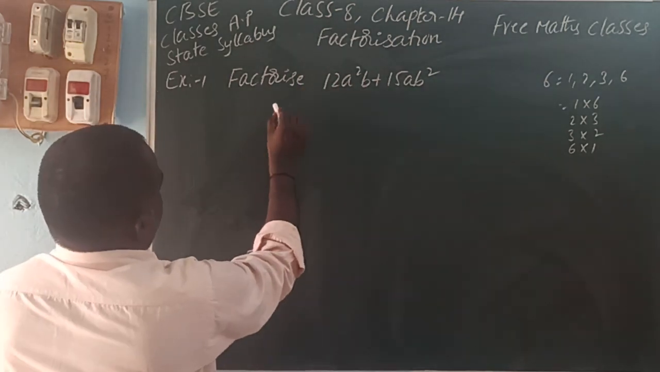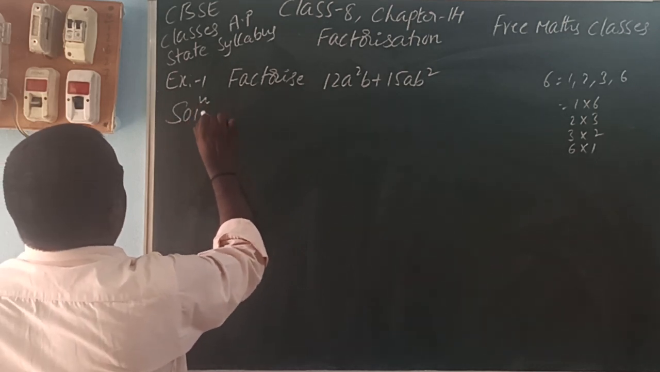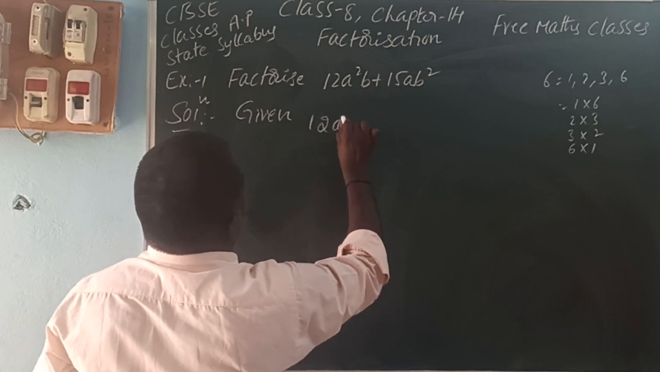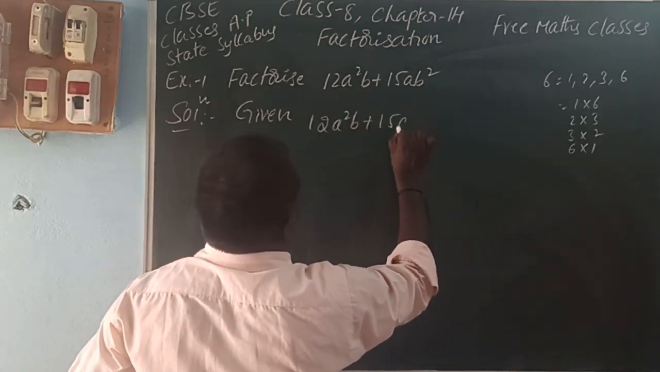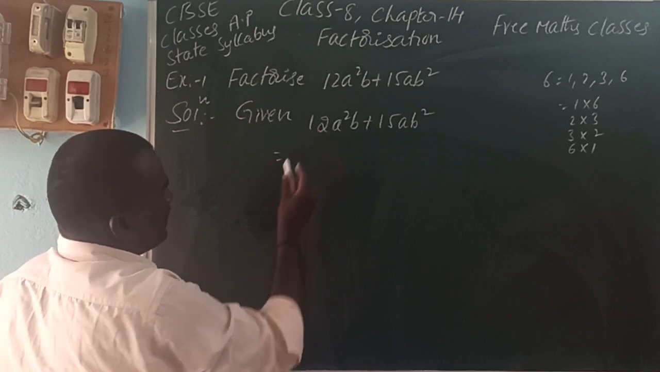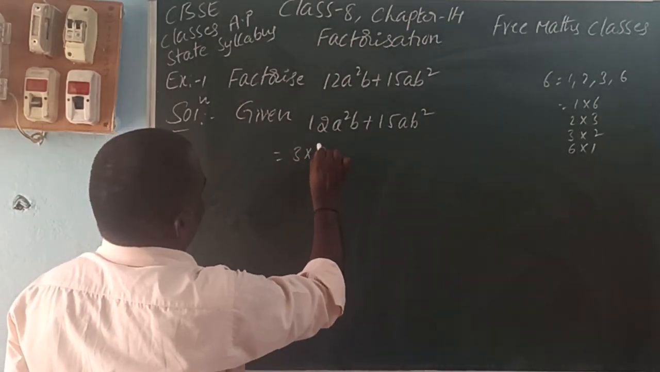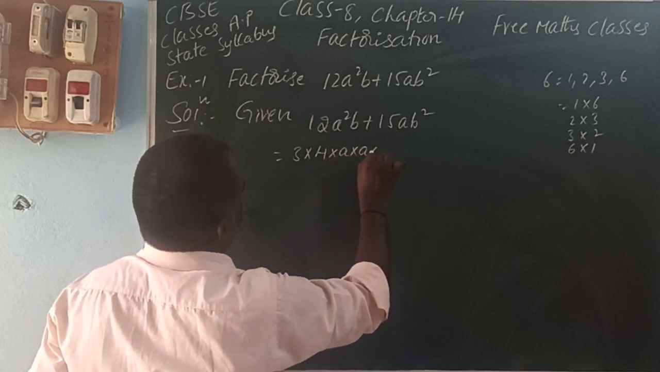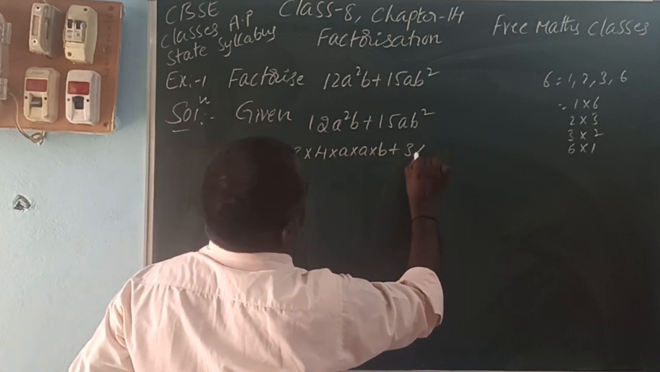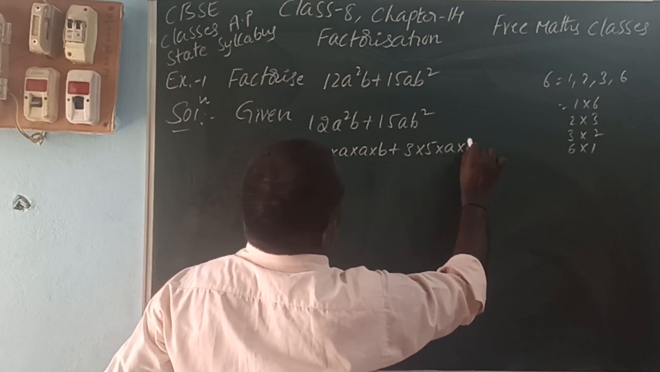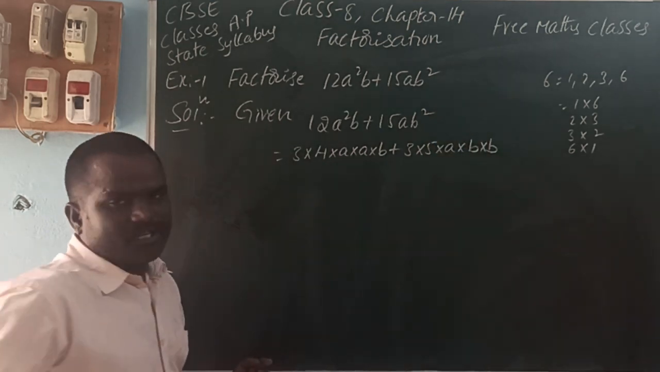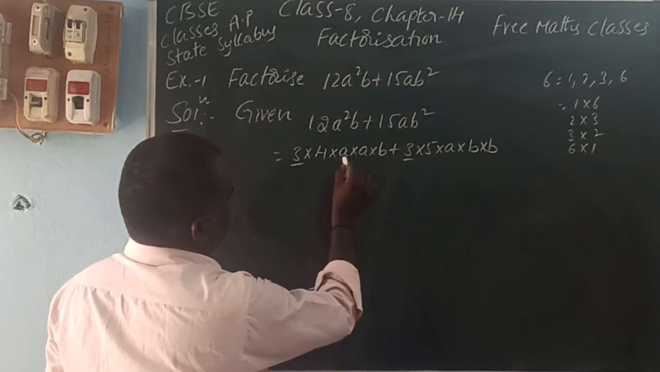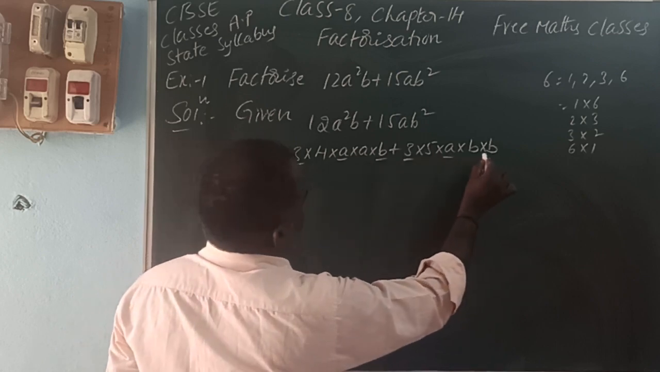So here, given 12 a square b plus 15 a b square. So 12, how can we write? 3 into 4. A square means a multiplied how many times? 2 times, a into a into b. 15 is 3 into 5 into a into b into b. So in these two terms, what is common? 3 is common. Next, a is common. Next, b is common.